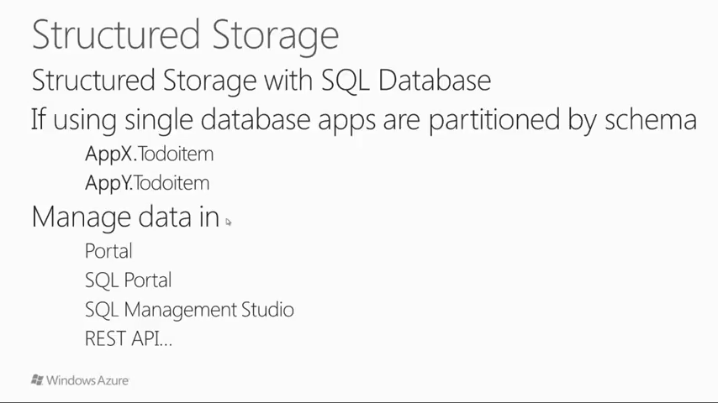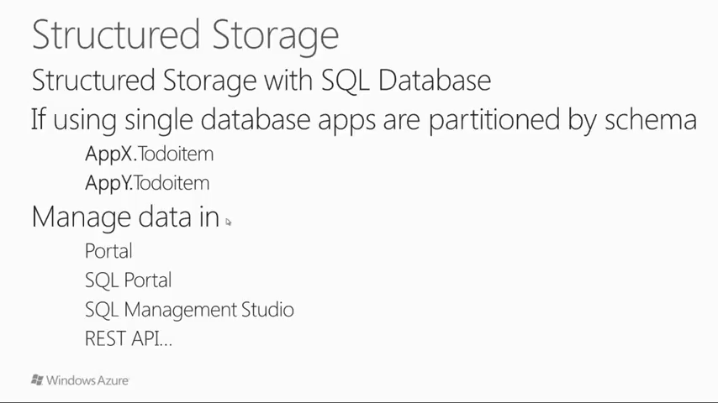So if you're using a single DB for those different applications, on the slide here you've got an example of App X and App Y. They're two different mobile services, and they provide different schemas for that one to-do item table. So that's how they separate the data in a multi-tenant DB sort of fashion.